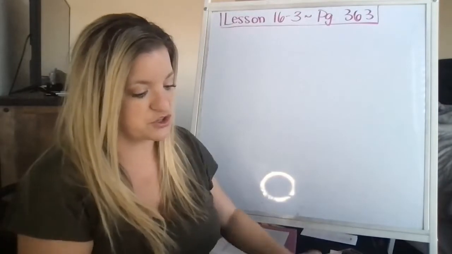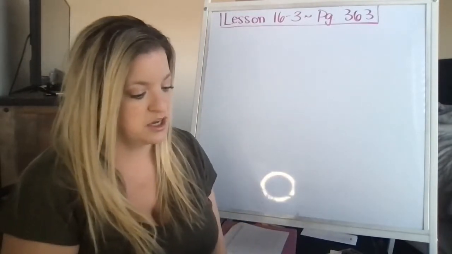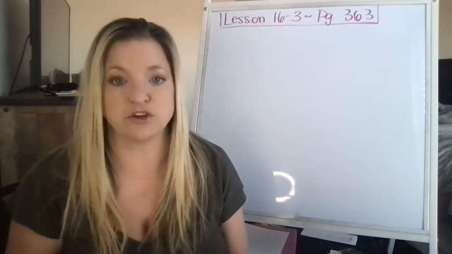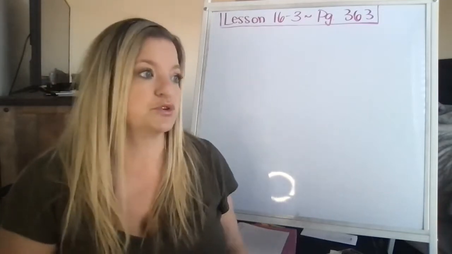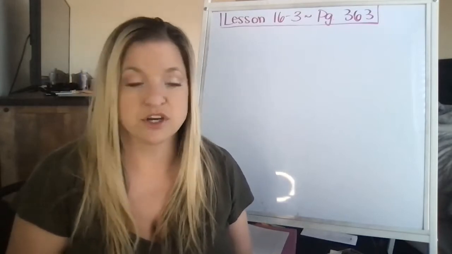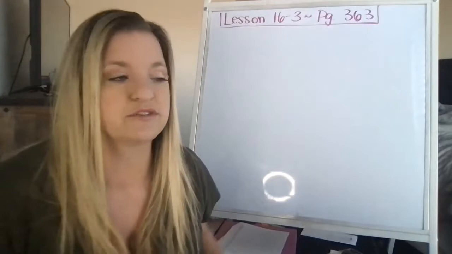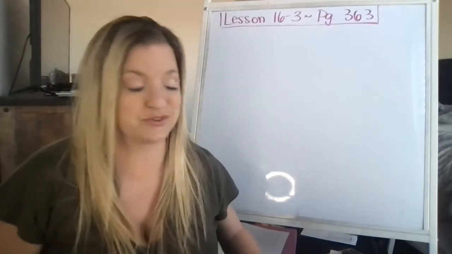Number 2, what is another strategy you could use to find the missing number? You could count on from 9 and stop at 14. You could use addition. You could use markers. You could use your fingers. You could use adding on the number line. You could use subtracting on the number line. There are so many different strategies, boys and girls, that you can use.